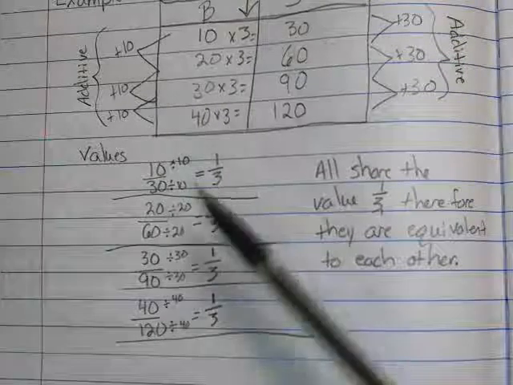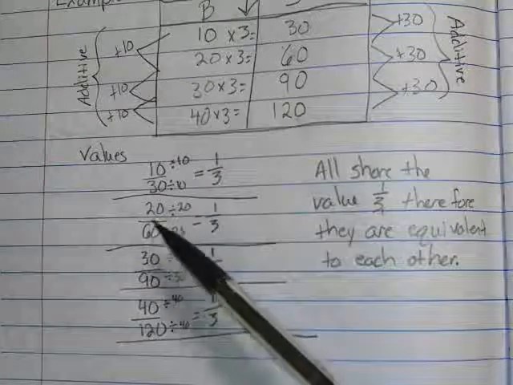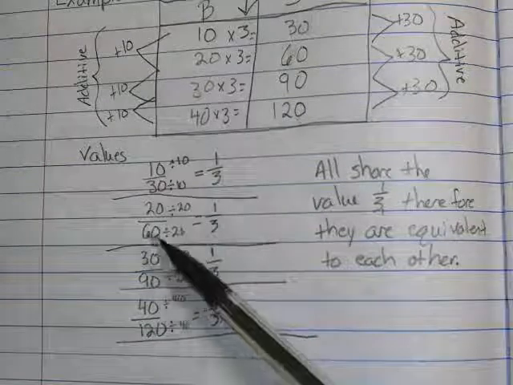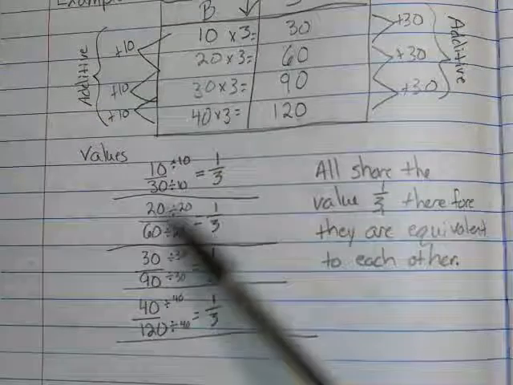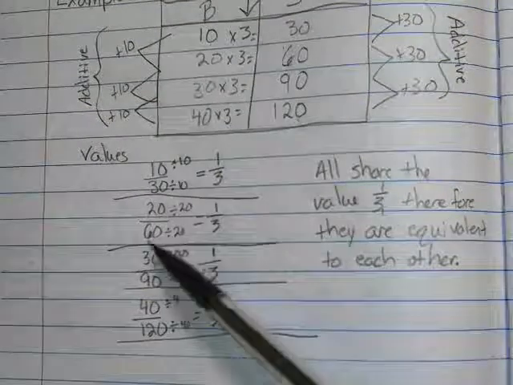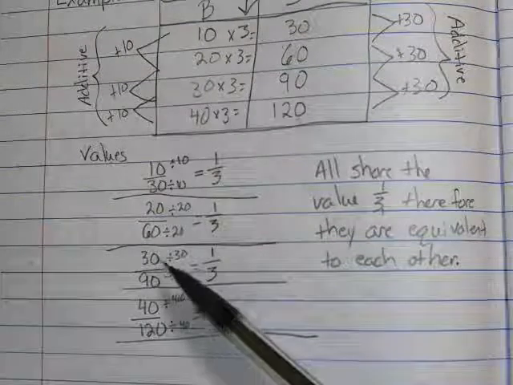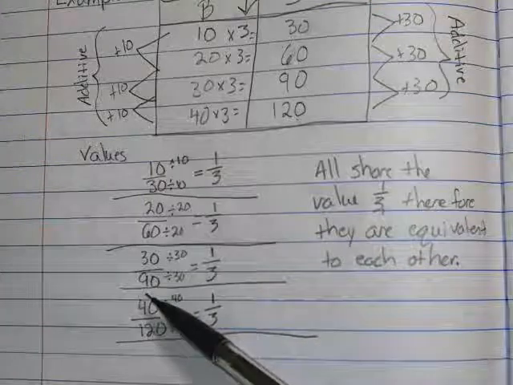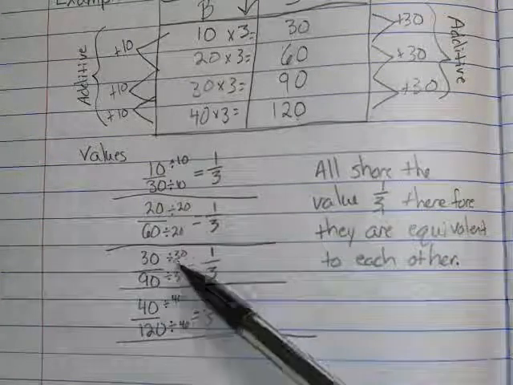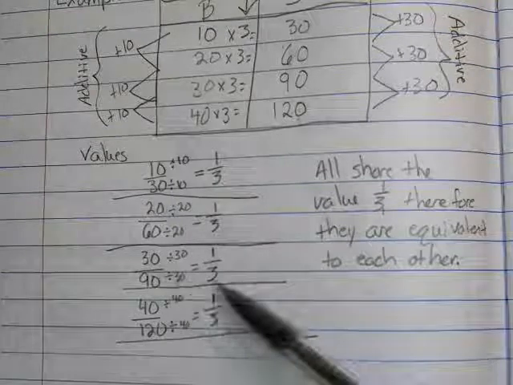I have 20 to 60. Therefore, the fraction or the value is 20 sixtieths. The greatest common factor between 20 and 60 is 20. 20 divided by 20 is 1. 60 divided by 20 is 3. My next ratio's value is 30 ninetieths. 30 and 90 share the greatest common factor of 30. 30 divided by 30 is 1. 90 divided by 30 is 3.